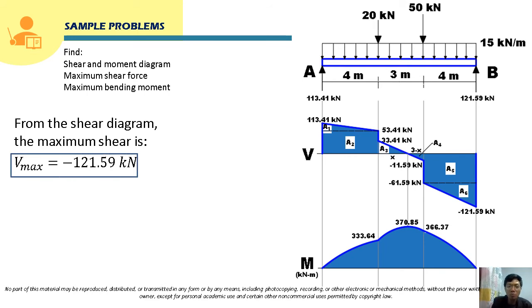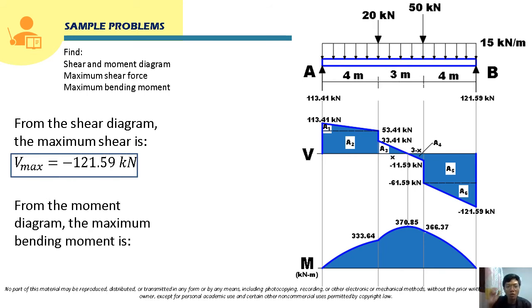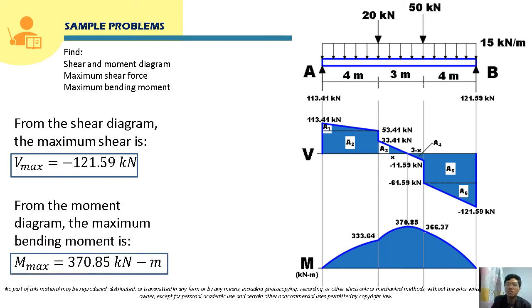Now for the third part, that will be for the maximum bending moment. From the moment diagram, as we can see here, the maximum moment will be at this point. So the maximum moment here is 370.85 kilonewton meter. So this will now be the answers for this problem.